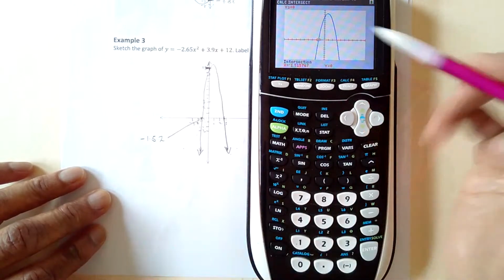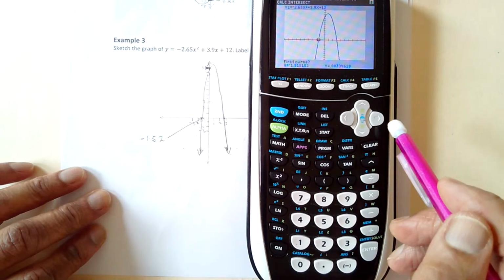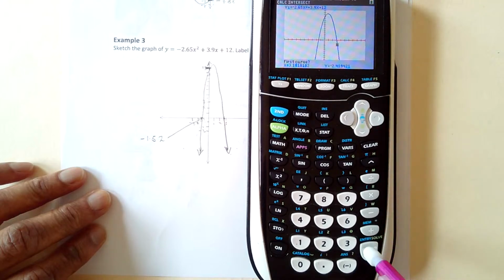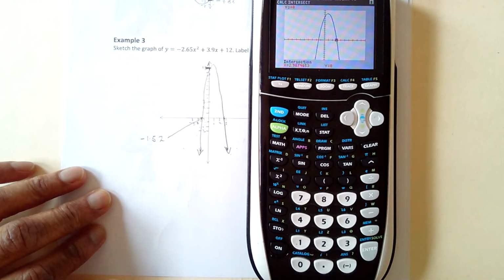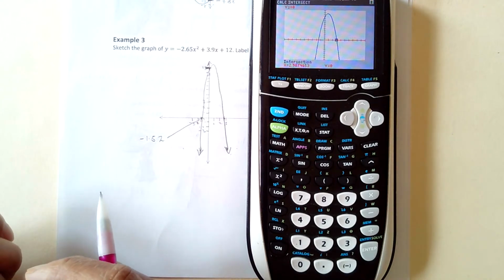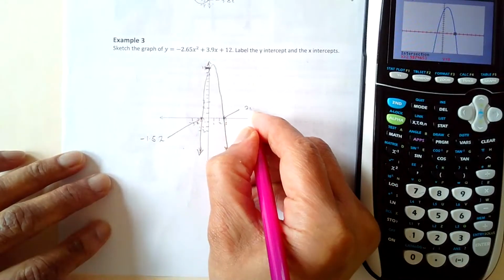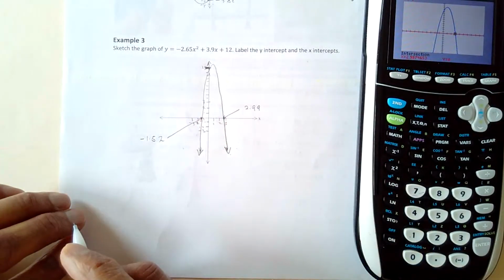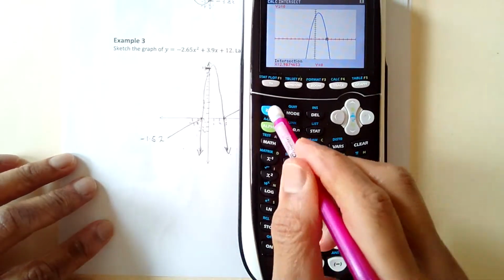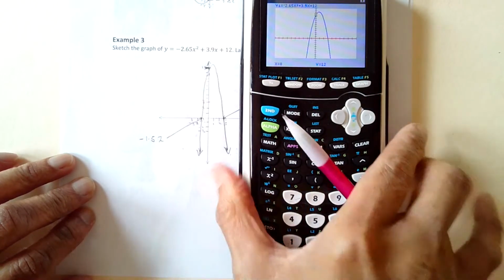Now we need to find the other intercept. So we'll go second trace, intersect again. This time I have to press my right arrow and go to the other side. So below, press enter 3 times, and there's 2.98 or 2.99. Okay, so this is 2.99. So that's your x-intercept. Now you need to find your y-intercept, which is second trace, value. Let x be 0, then y is equal to 12.